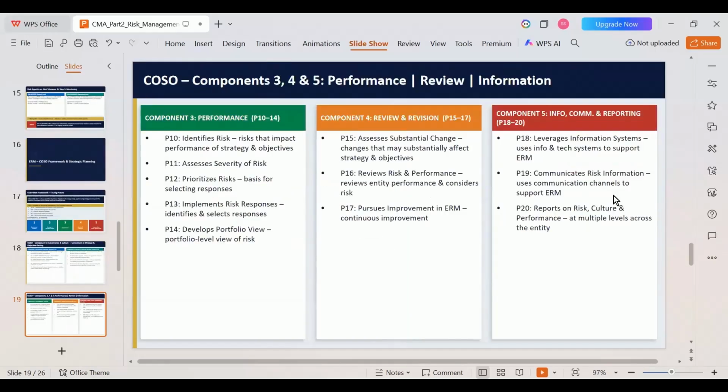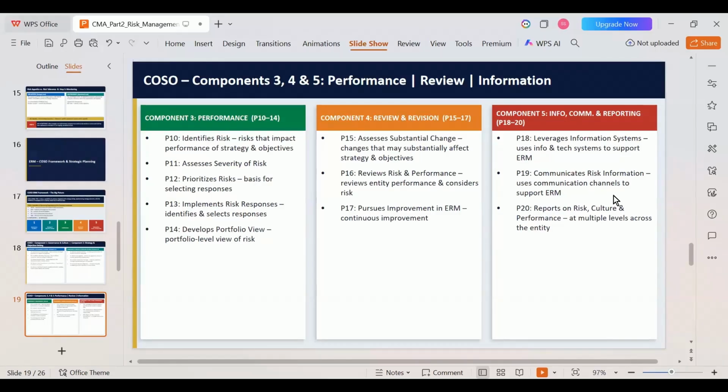So then the third component, performance. Okay, so performance we have already come to know. In the performance component, we mainly address the risk factor: identifying the risk, assessing the severity of risk, prioritizing risks, implementing risk responses, and developing a portfolio view of risk. In this portfolio view, again, we will have what type of risks are present, what is their frequency, and what is their severity. So these things will be present in the portfolio view.